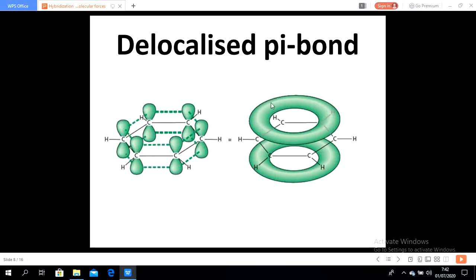We draw it like this: a ring structure on top and a ring structure below. It does not mean there are 3 double bonds. There are no triple bonds. No, this ring represents the overlap of p orbitals, because the p orbitals can move around the structure. That's why we draw it like this ring. It can move anywhere.